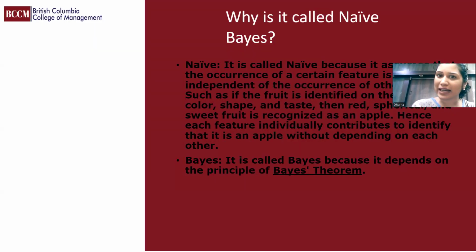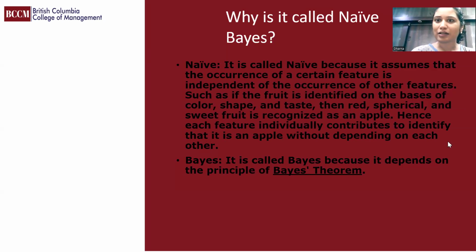Now, why is it called Naive Bayes? That we need to understand. Naive means that the occurrence of a certain feature is independent of the occurrence of other features. Suppose a fruit is identified on the basis of color, shape, and taste, then a red, spherical, and sweet fruit is recognized as an apple. So each feature individually contributes to identifying that it is an apple without depending on the others. That is the meaning of naive.